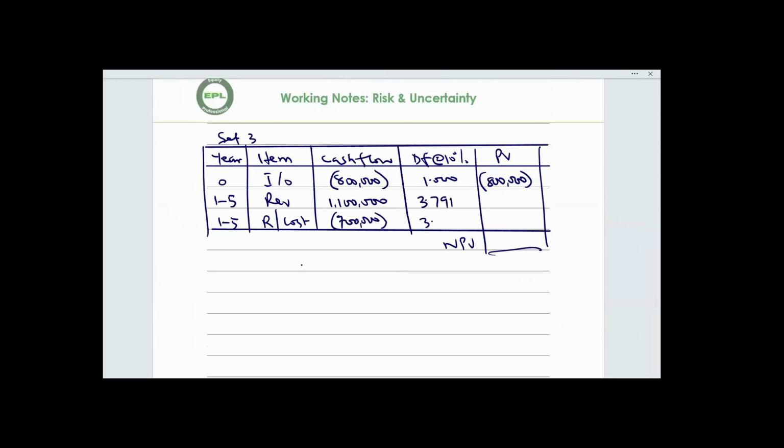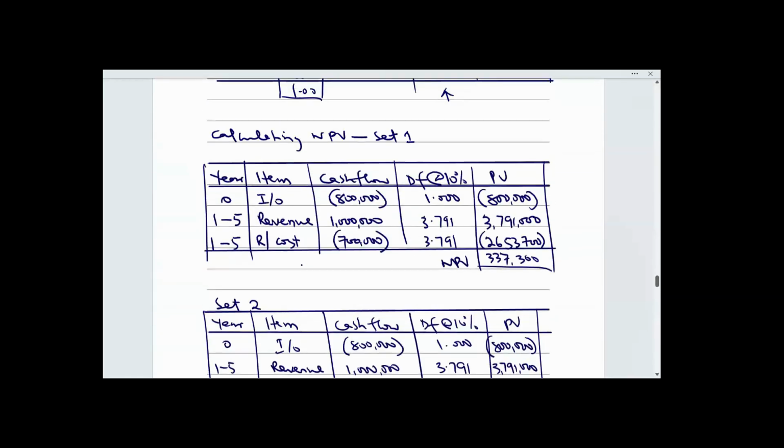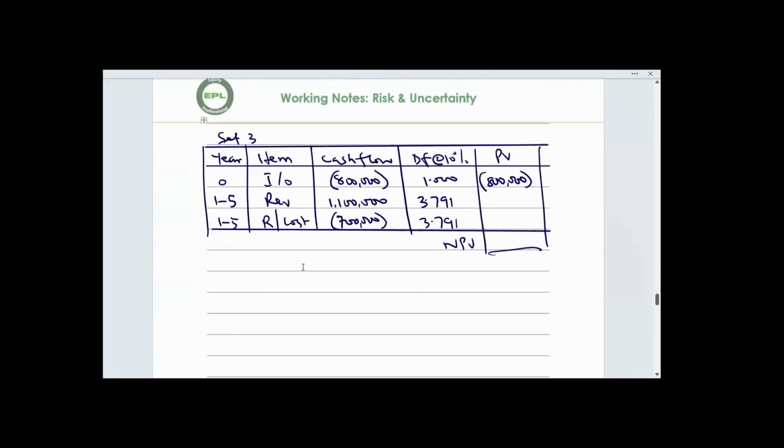3.791. So we need to multiply to get the present value. I think we have done this one: 2,653,700. Then 1,100,000 multiplied by 3.791 equals 4,170,100.